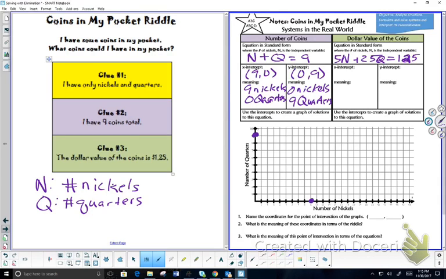Very carefully draw your line, because if you don't do it carefully, you're not going to find the appropriate intersection. I'm going to go with a new color for my second graph.